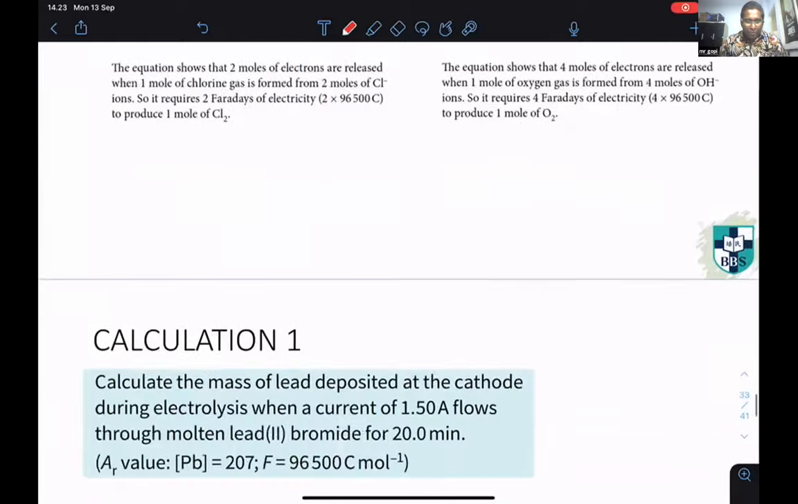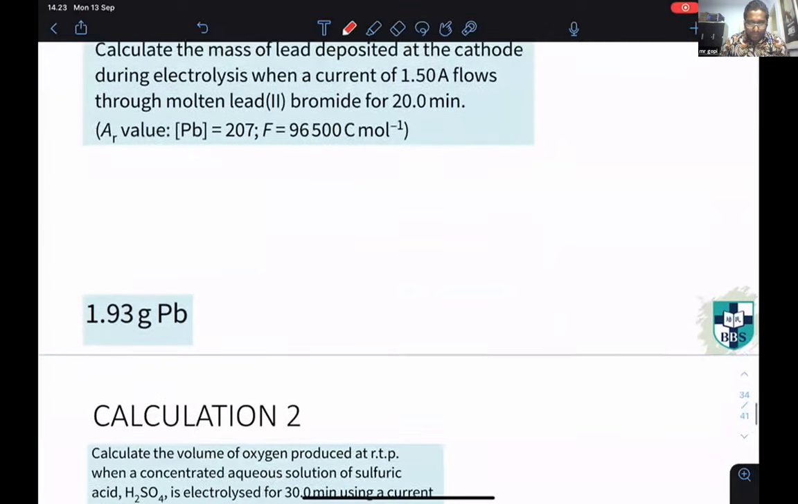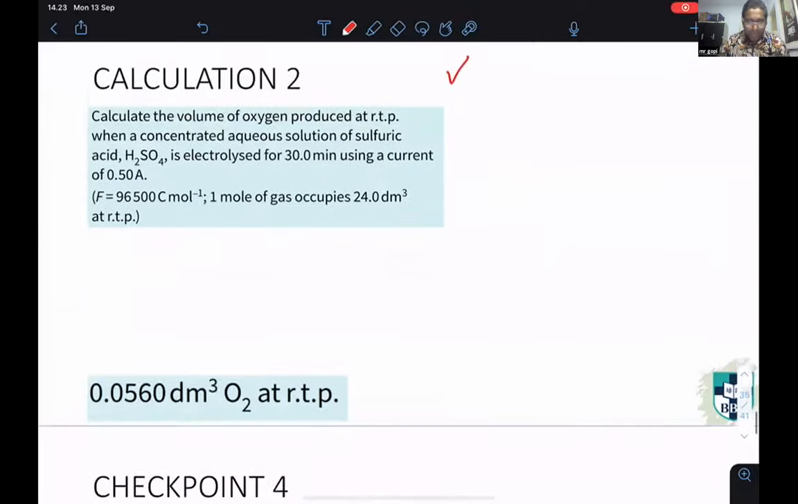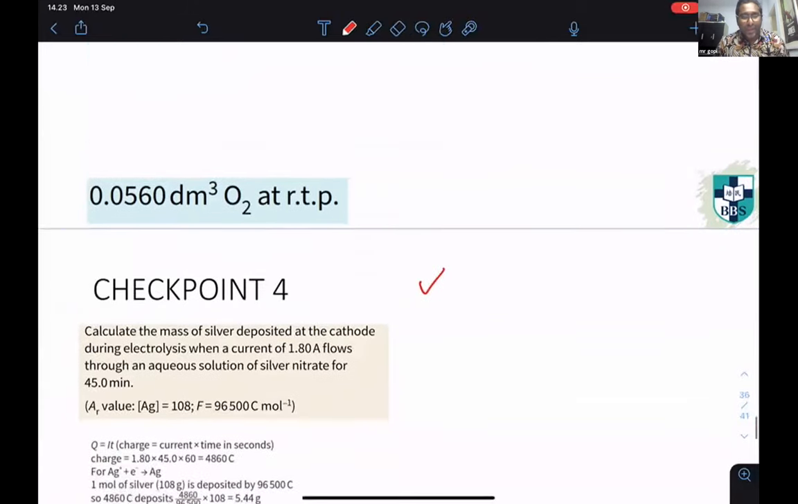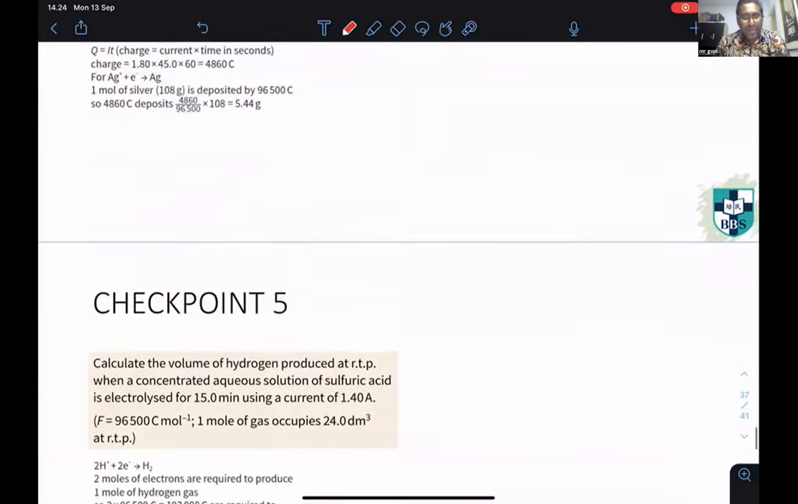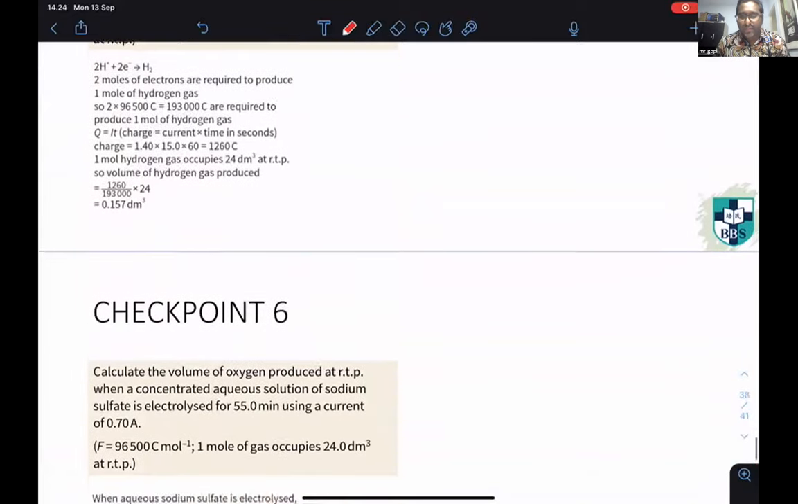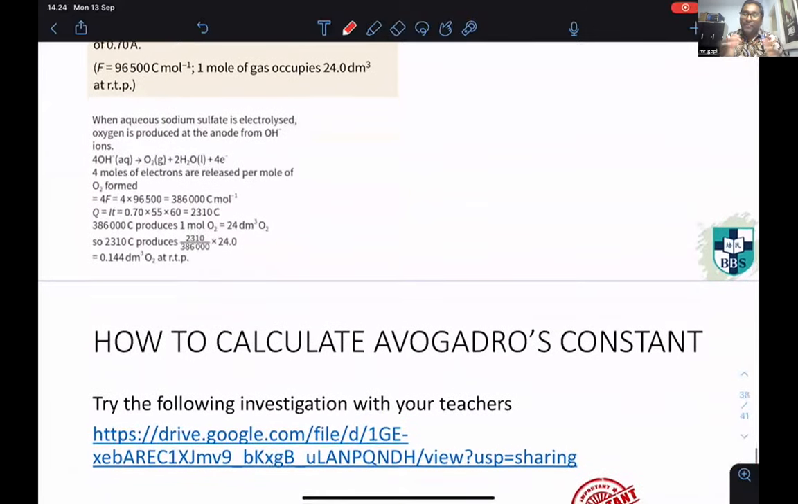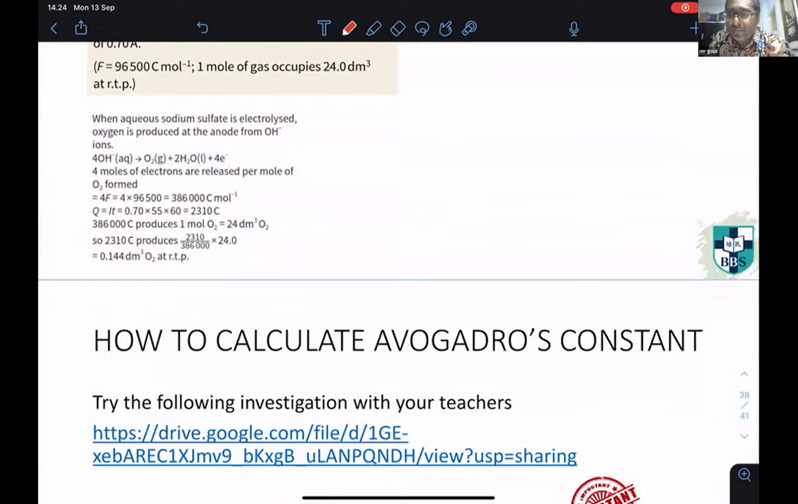How to do the calculation and so on, we will discuss next lesson. You can also go through the examples over here, but I will discuss them in the next lesson, because I don't want to do half of it.